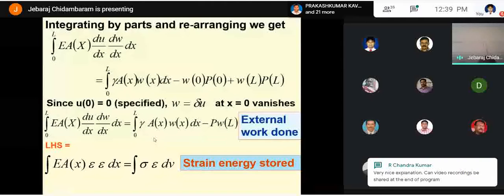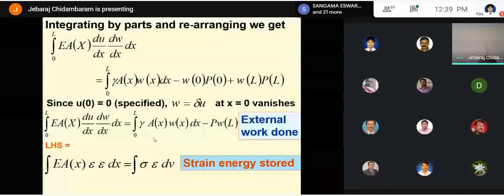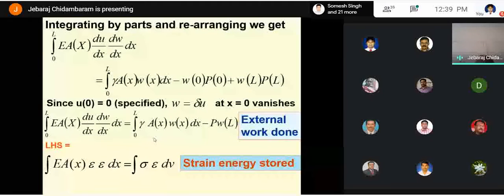What is E into strain? The strain is stress. So integral stress into A into dx is dV, volume. What is integral stress into strain? Integral stress into strain is energy. Strain energy.